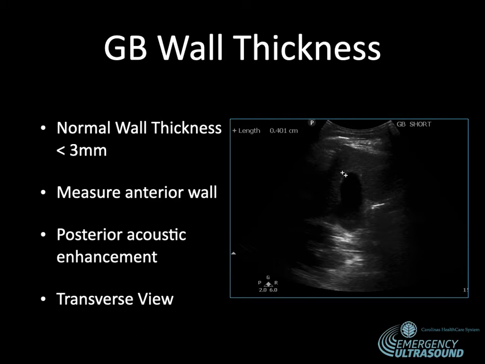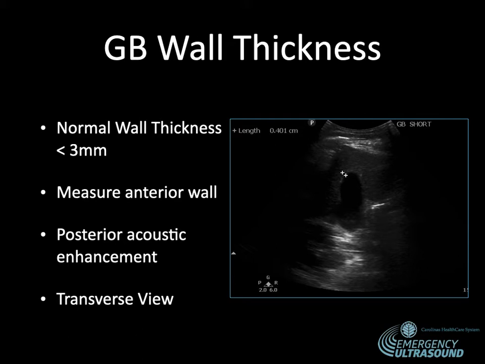We have that posterior acoustic enhancement, which makes the far side of the gallbladder, the far field, appear really bright white. And it's really difficult to determine what's wall and what's just posterior acoustic enhancement. So getting the anterior, or maybe anterior lateral wall here, in the transverse position is going to give you the best wall measurement.